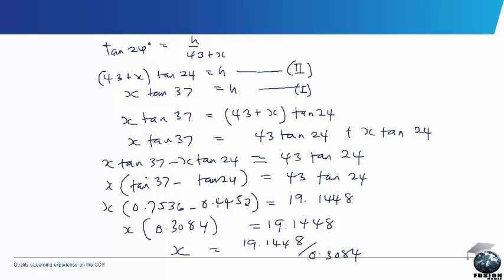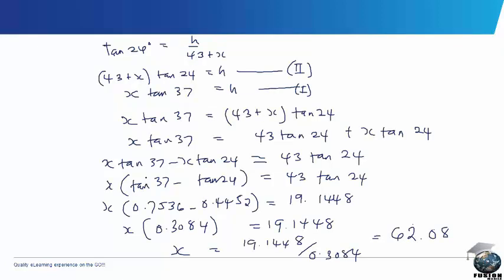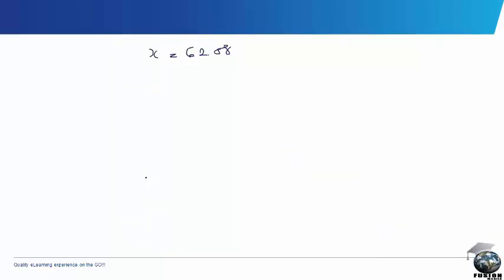Okay, so the final outcome when you divide that is 62.08. Therefore, x is equal to 62.08. So how do we determine the height? Remember that the first height there is h equal to x tan 37. So height h is equal to x tan 37, determining the height with either of the equations.